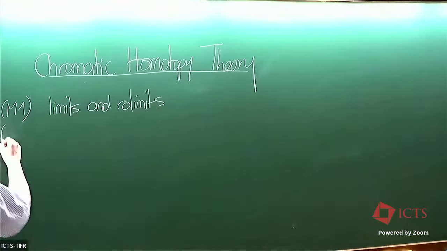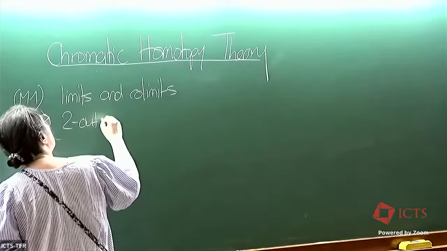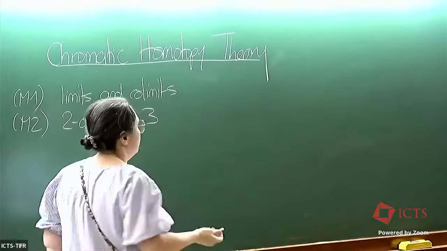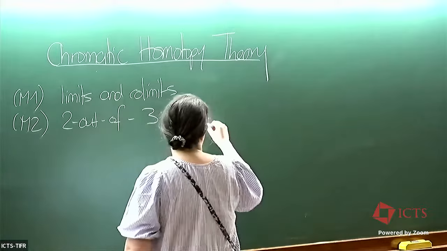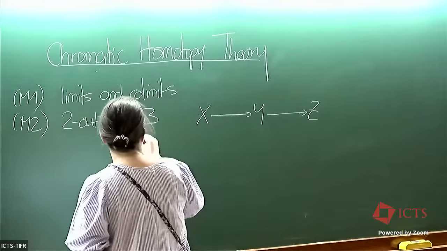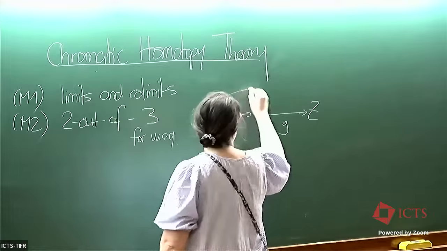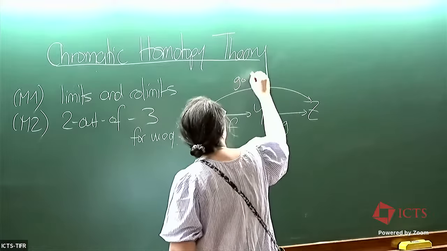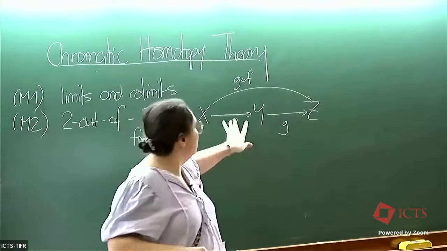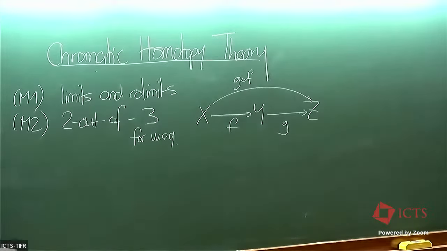The second one is the 2 out of 3 axiom, which means that, it's for weak equivalences, so let me just write that down. So if you have an f and a g, and you can compose them, if 2 out of 3 of those are weak equivalences, then so is the third. And if you bear these examples in mind, then I would hope that that makes sense.